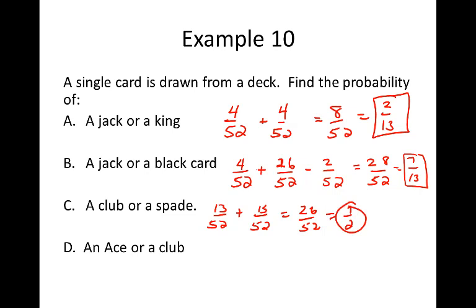How about an ace or a club? So there are 4 aces plus. Now here, let me show you something you can do. Clubs, you've got 13 clubs, but one of those is an ace. You can just go ahead and subtract that in your head. And you get 16 over 52, which reduces to 4/13. You don't have to do it that way. You could have done plus 13 over 52 minus 1 over 52. Very similar to what we did with part B.